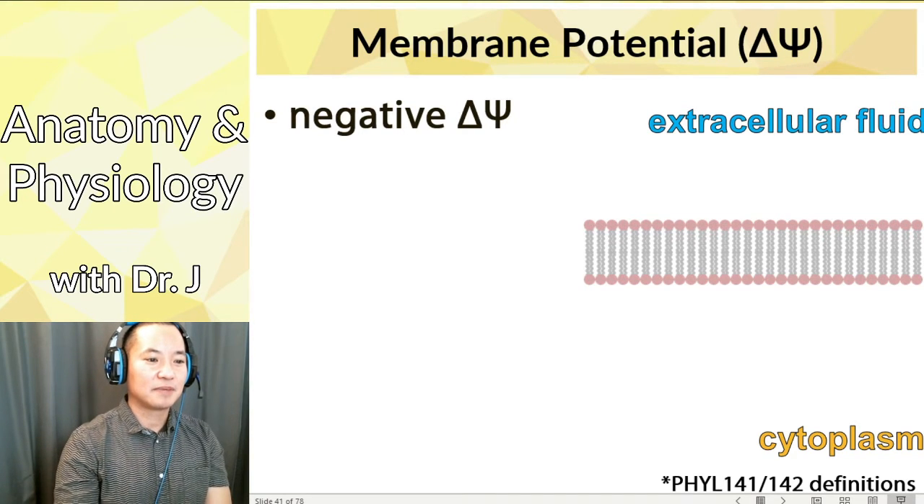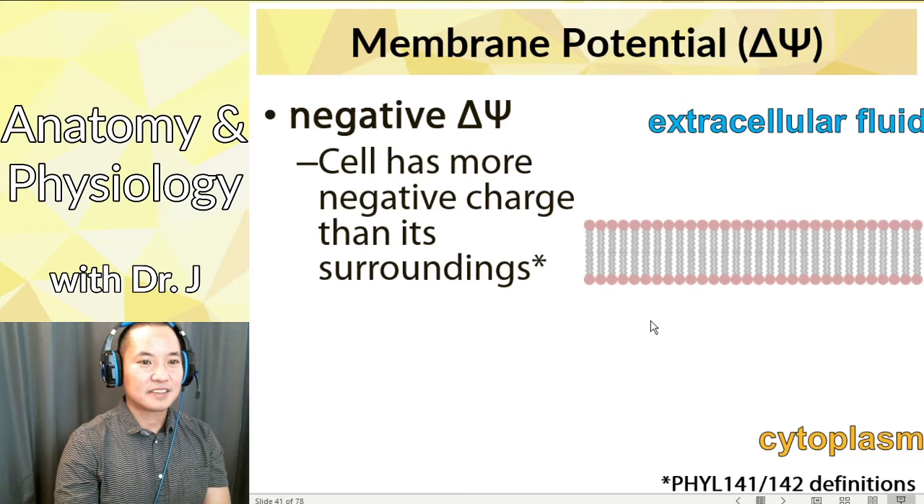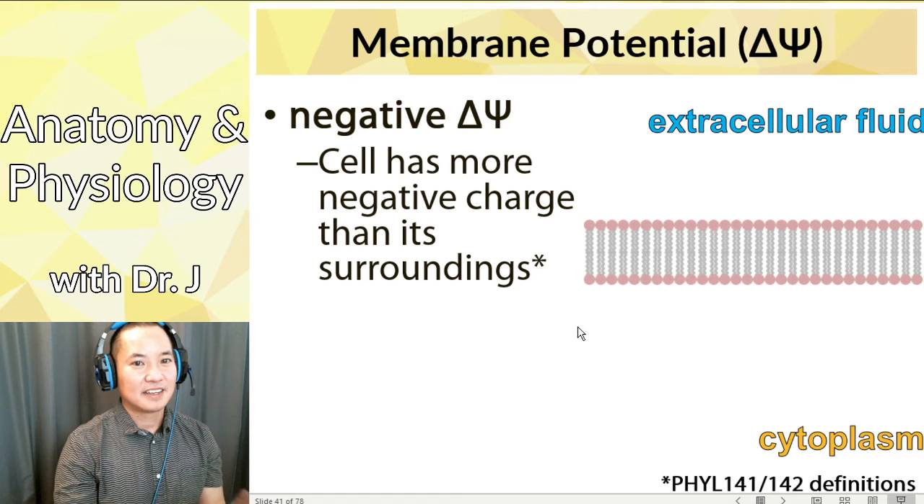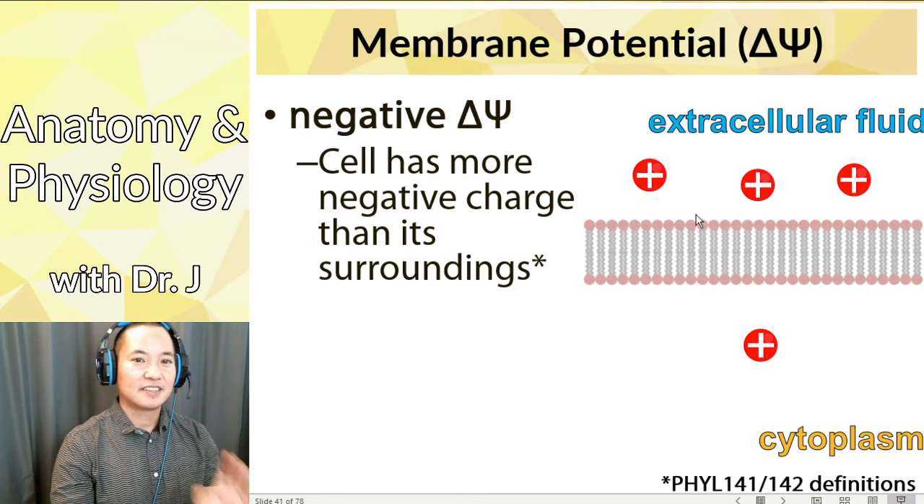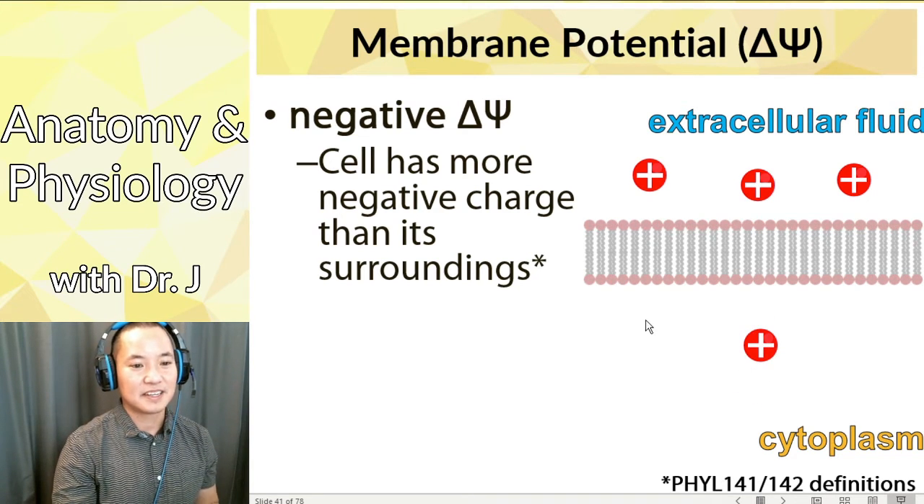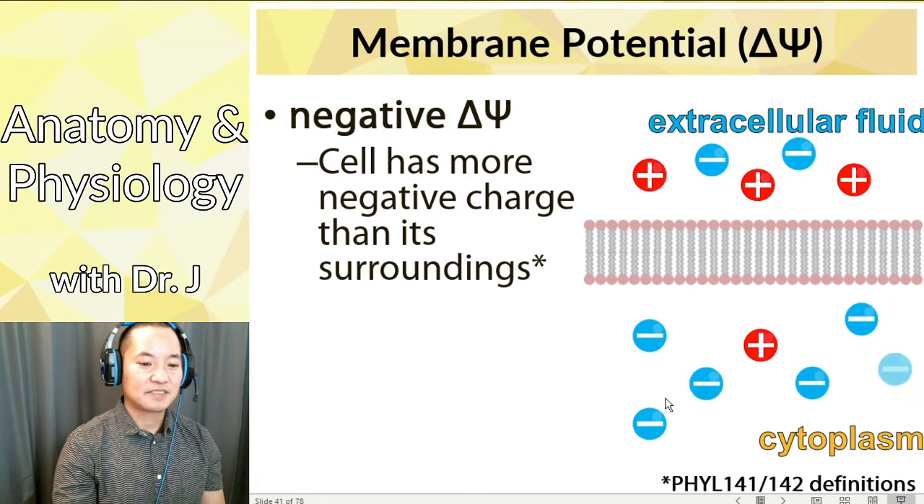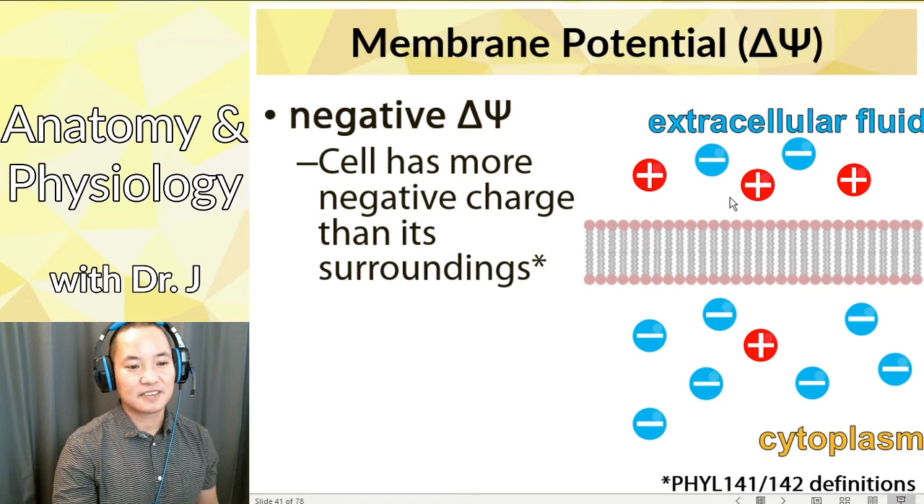Now, what about a negative membrane potential? This is when a cell has more negative charge than its surroundings. This is again why I like to think of membrane potential as just a cell's electrical charge. So here we have more positive charges on the outside, and again, this is simplified, but in a cell at rest, typically the outside is more positive. You do have positive charges inside a cell, but not as much compared to the outside. And then what we have here is more negative charge inside of the cell. So the inside of a cell is relatively negative compared to the outside of a cell.